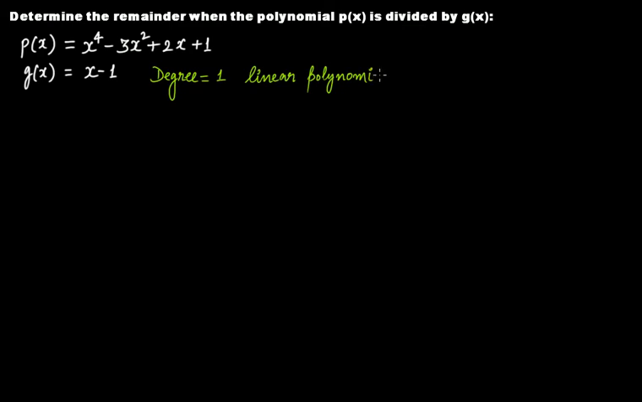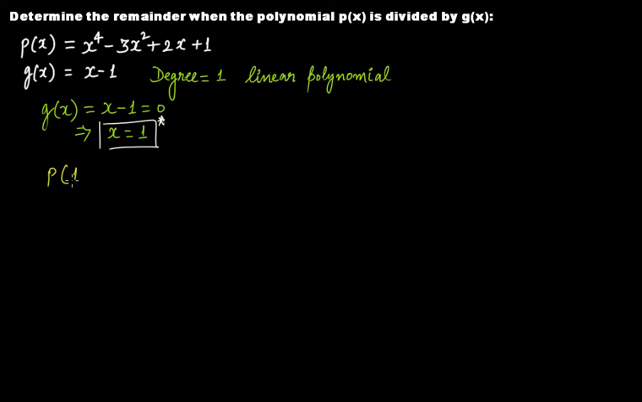If you want to find the zero of this polynomial g(x), you have to equate it to 0, and from here you get x equal to 1. So x equal to 1 is the zero of this polynomial. That means if you put 1 in place of x in g(x), you will get 0. Now if you put x equal to 1 in place of x in p(x), then you will get the remainder. That's what the remainder theorem says.